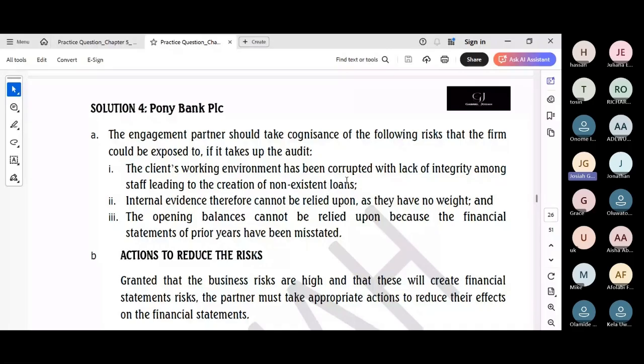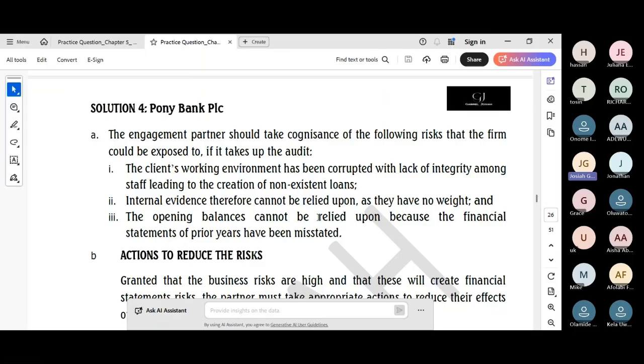The client's working environment has been corrupted. Yes, something like that among staff, leading to the creation of non-existent loans. So internal evidence cannot be relied upon. So something like that. But stating lack of integrity is not sufficient enough. So take note of it.